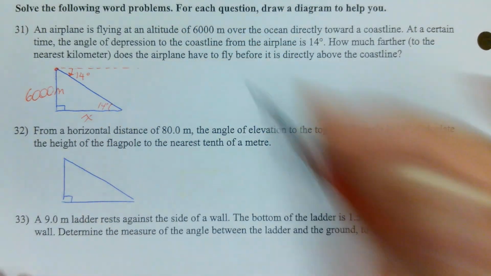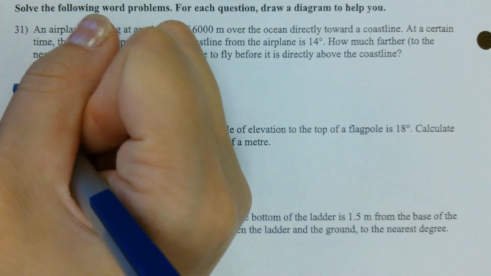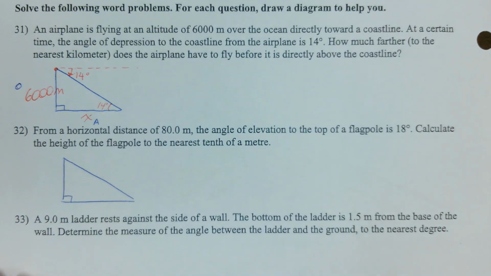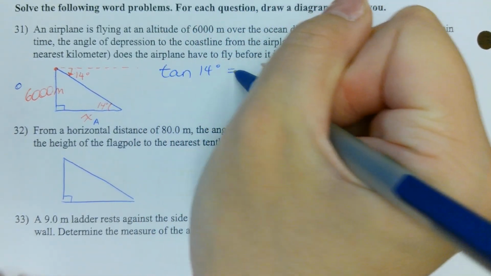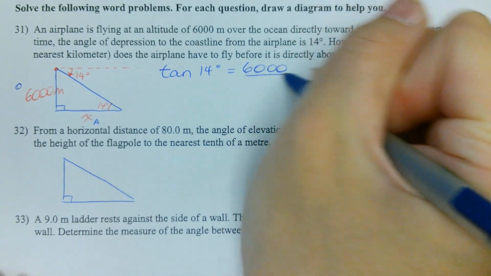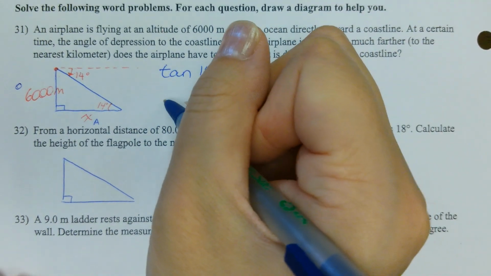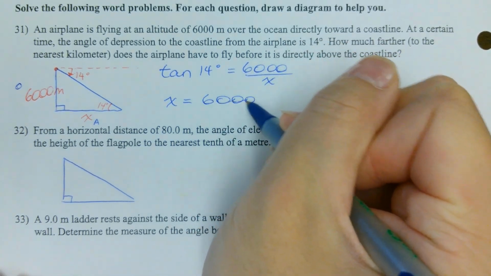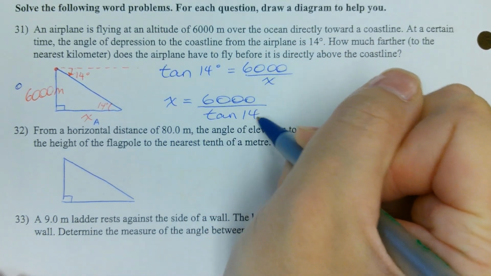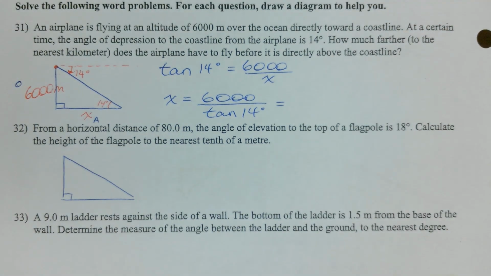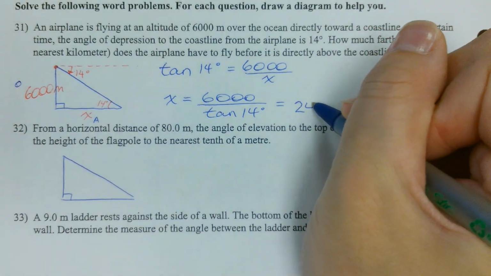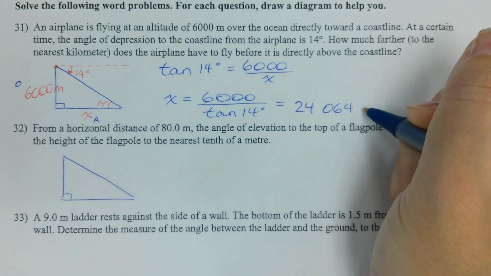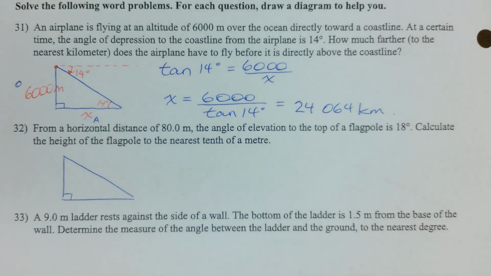Okay, so in this case, that means from this angle, this is opposite and this is adjacent. So TOA. So tangent 14 degrees equals opposite, which is 6,000 over x. Since my variable is on the bottom, that means I'm dividing. So 6,000 divided by tangent 14. And you get 24,064 kilometers. Okay, it might sound very big, but we're talking about airplane.